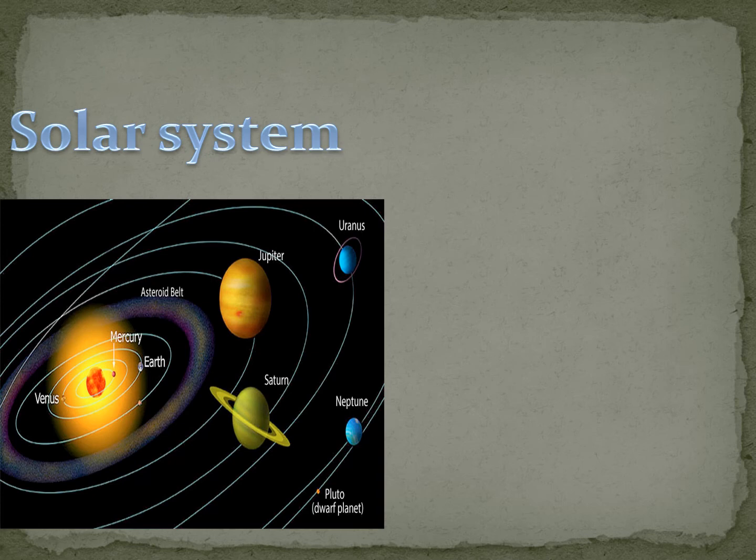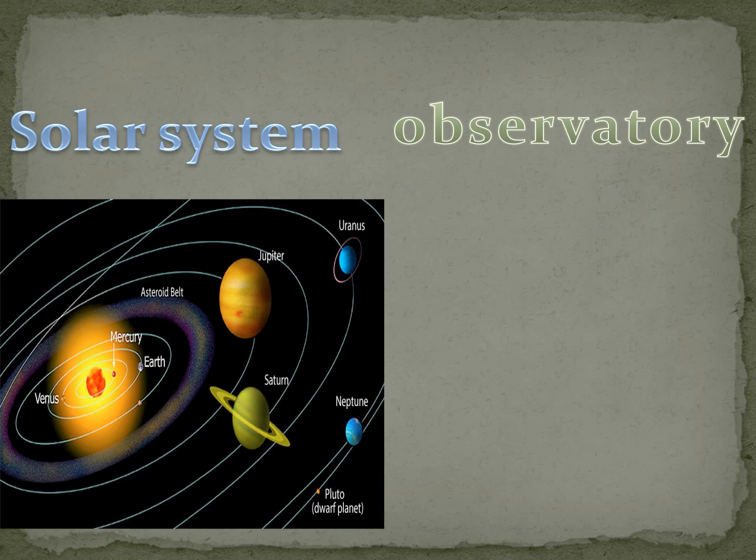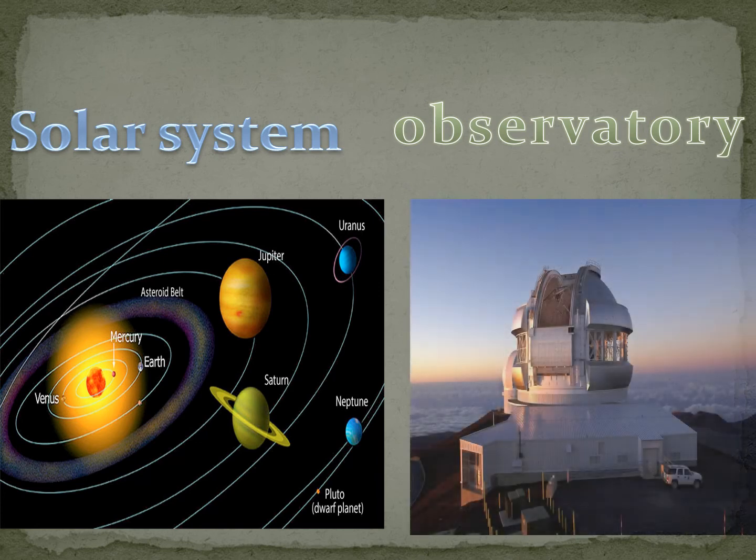We have here Venus, Mercury, our planet Earth. We have here Jupiter, Saturn, Uranus, Neptune. And here we have an asteroid belt. Solar system. Observatory. An observatory is a special building from which scientists watch the moon, the stars, and the universe. Observatory.